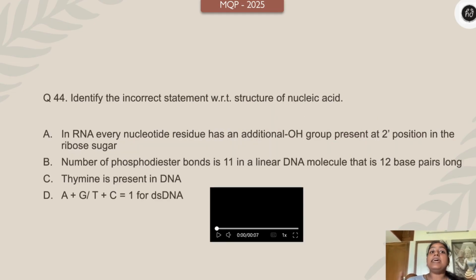Next one, identify the incorrect statement with respect to nucleic acid. In RNA, every nucleotide residue has an additional OH group present at the 2' position in the ribose sugar. Number of phosphodiester bonds is 11 in a linear DNA molecule that is 12 base pairs long. Thymine is present in DNA. A plus G divided by T plus C is equal to 1 for double stranded DNA. What do you think? Which is incorrect with respect to nucleic acid? Your time starts 3, 2, 1 right now.